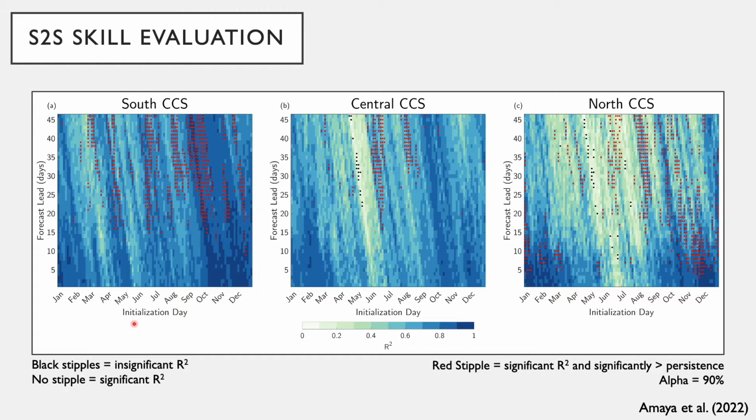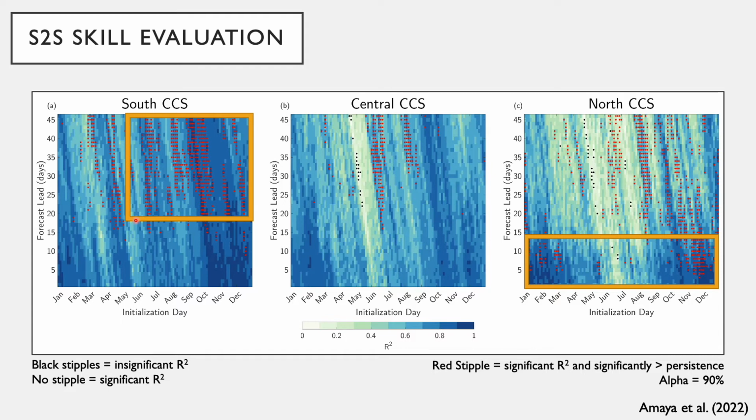So a few features worth pointing out here. If we look at, say, the Southern California current system first, we can see that the R-squared values overall are quite high. However, if we zoom in and just focus on this time period and these lead times, we can see that the dynamical forecasts begin to be significantly above persistence at relatively longer leads. So after about week 2, so about 15 to 20 days out. And when you initialize, specifically when you initialize the model in the summer and in the fall.